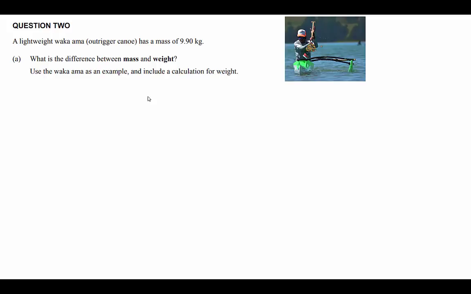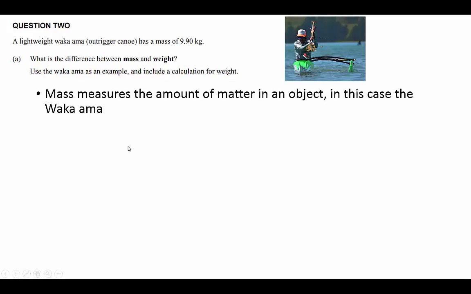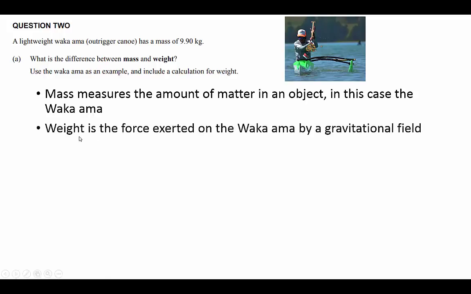Basically that comes from the atoms that make it up, and the weight is the interaction of that mass in a gravitational field and the resulting force from that. And then we're asked to do a calculation. So mass measures the amount of matter in an object, in this case the Walker armour. Weight is the force exerted by a gravitational field.